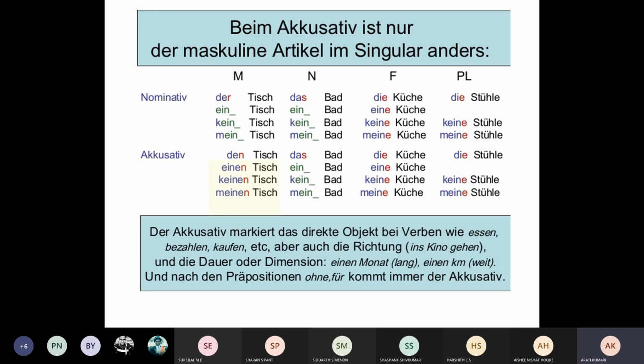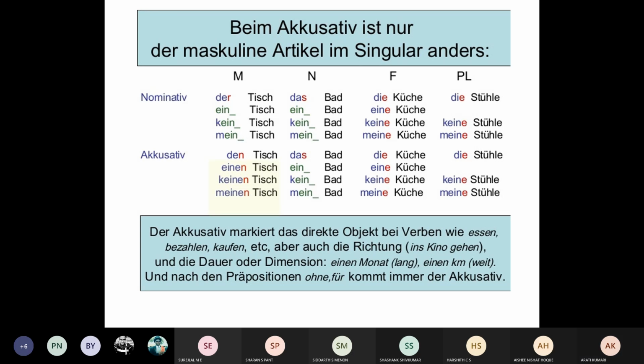We will do it together. I'm going to read it slowly so you can repeat after me, and that way you'll remember. If you have any doubt, you can still ask. So let's start with the nominative. Nominative: masculine, neutrum, feminine, plural. We begin with masculine. So, der Tisch.